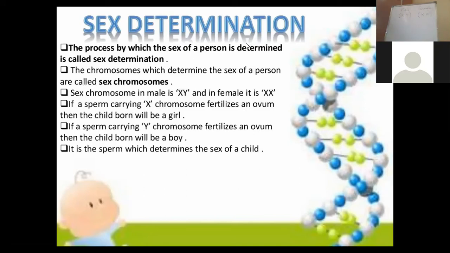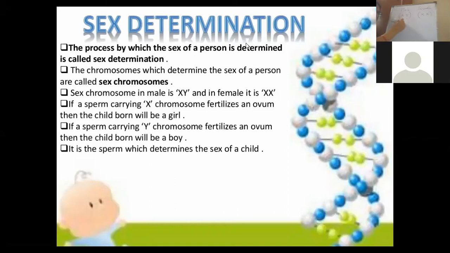But I have told you that gametes are not diploid in nature. Gametes are haploid in nature. Why?